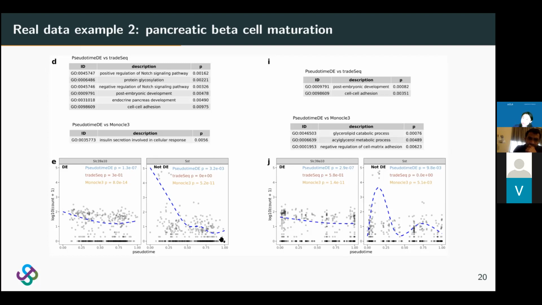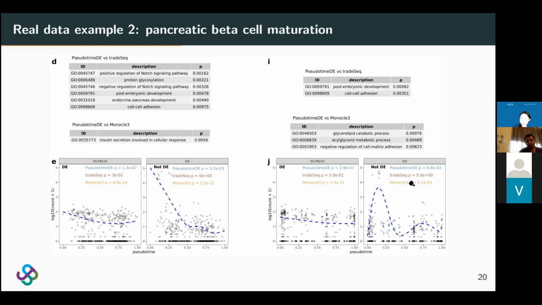But if we consider the pseudotime inference uncertainty, as we do, then the p-value is actually bigger. So it's not as small as the p-values given by TradeSeq and Monocle 3. So this shows that by considering uncertainty, the result is less driven by those small number of cells. And the same thing here.